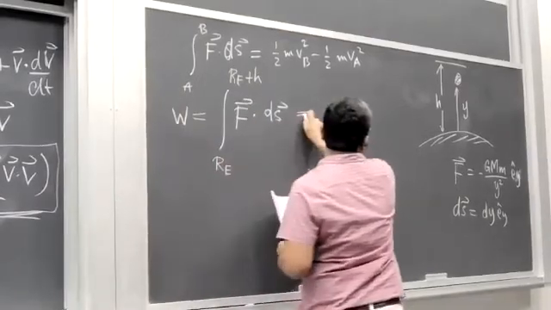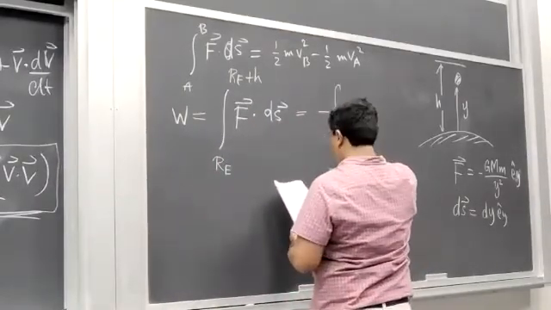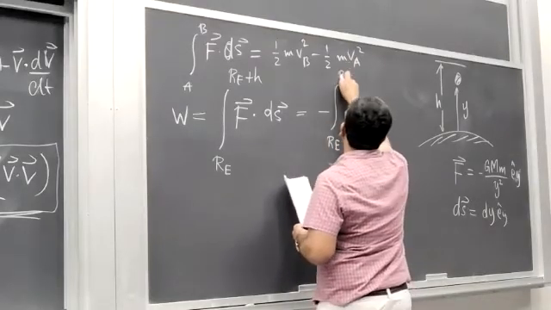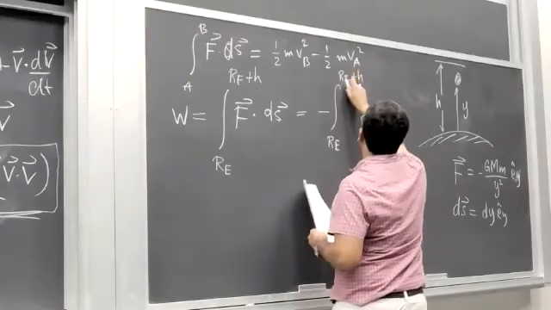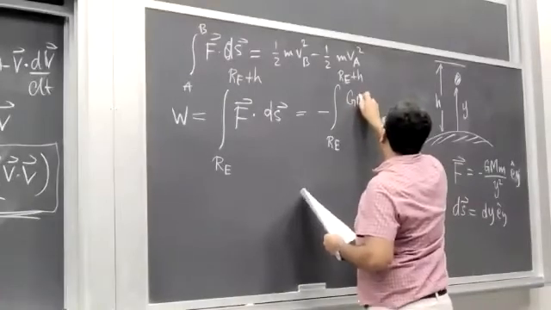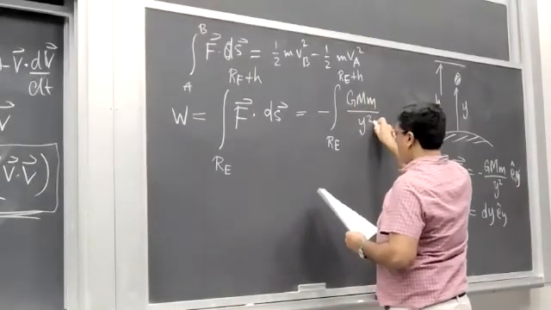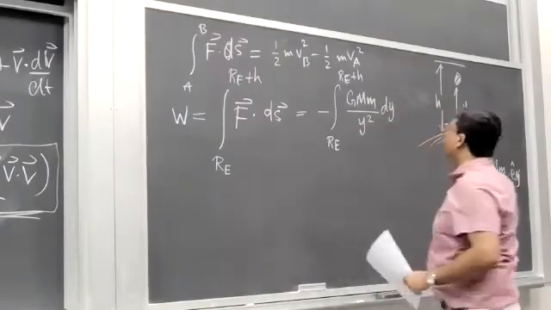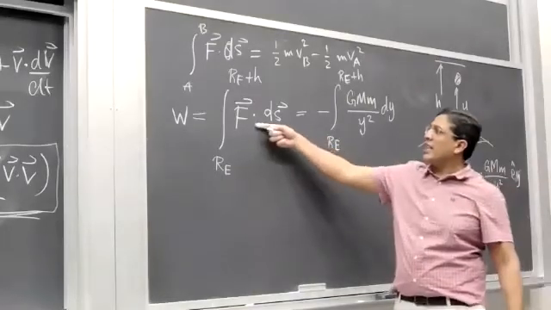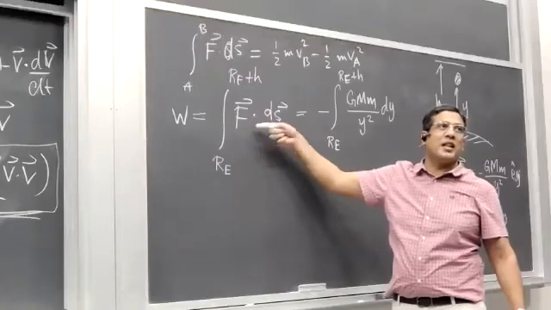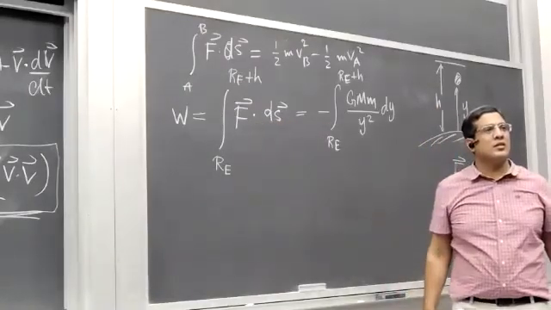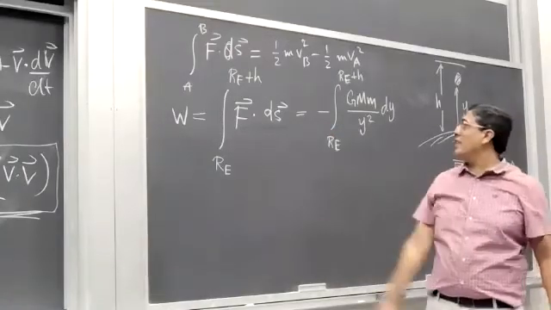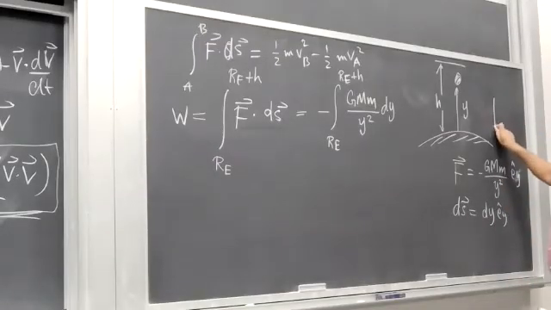So if I plug in all the values of F and s, what I get is the integral from Re to Re plus h of G M m over y squared dy, with a negative sign. I've just evaluated the dot product, and they are anti-parallel. This is an example. The work done by the gravitational force on the object in this case is going to be negative. Sir, it will be negative, right? The force is downwards and the displacement is upwards. Because force is in this direction and the object is going this way, this is an example of negative work.